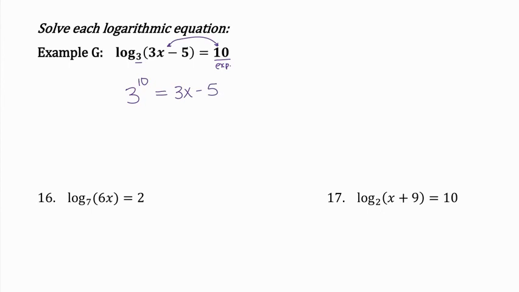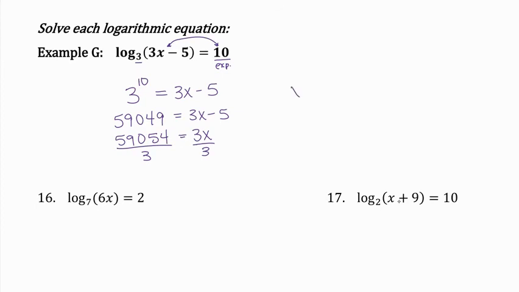Okay, let's do that 3 to the 10th. That's going to be kind of a big number there. So that is 59,049 equals 3x minus 5, right? We're going to add 5 on each side. So that will give us 59,054 equals 3x. And then we're going to divide by 3, which is not a very pretty number there, but that's okay. That does not divide by 3.